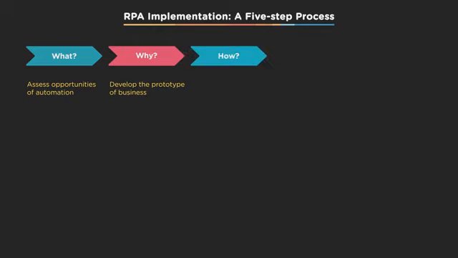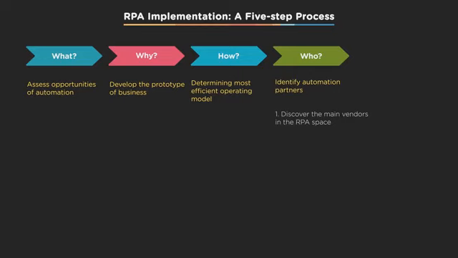Step 4. Identify automation partners. It involves: 1. Discovering the main vendors in the RPA space. 2. Determining the vendors that suit your needs. 3. Analyzing the sourcing options. 4. Determining the metrics that will facilitate comparison of different pricing models.